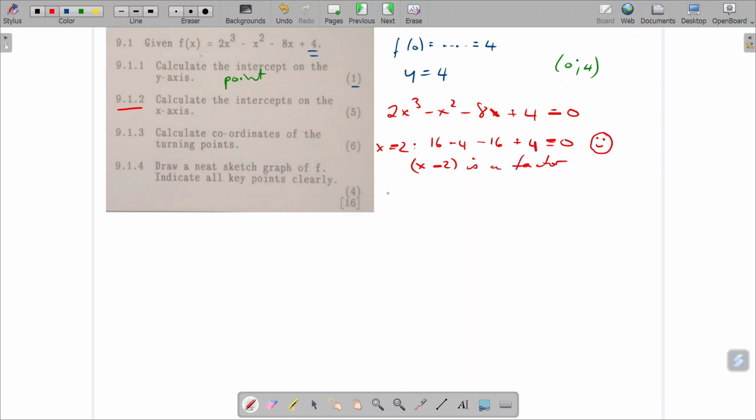And so I know that therefore x minus 2 times something, in this case a quadratic, would equal 0. Again, to get the 2x cubed, I need to have a value here of 2x squared. Sorry, wrong color. Let's go back here and grab the red pen. Of 2x squared. I know that to get the value of plus 4 at the end here, I would need to have a minus 2 in here.